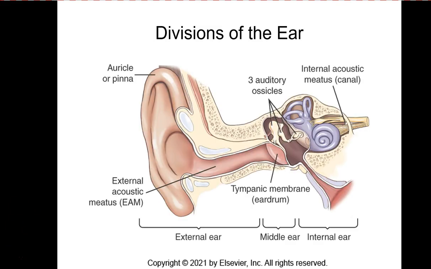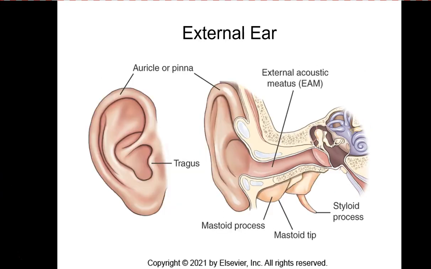The ear is divided into three separate divisions: the external ear, the middle ear, and the internal ear. And in this lecture, we'll begin by discussing the external ear. The external ear begins with the auricle, or the pinna, on each side of the head. You can see that here.